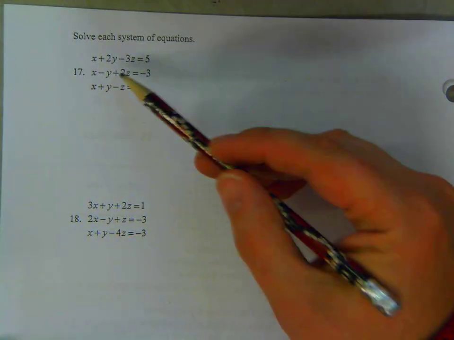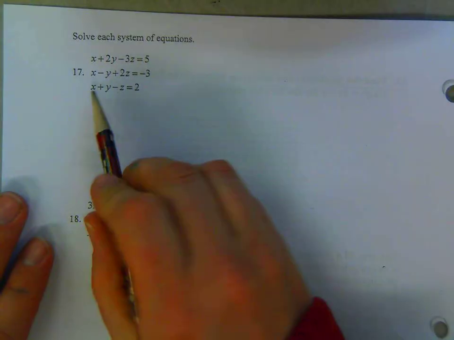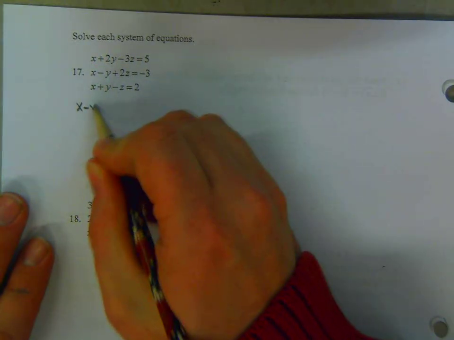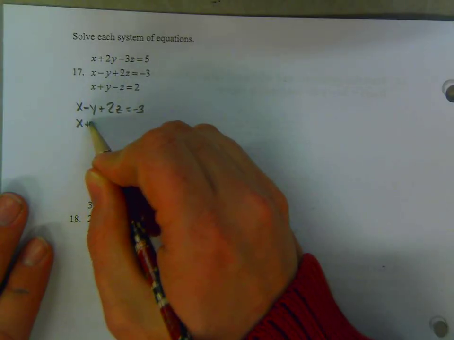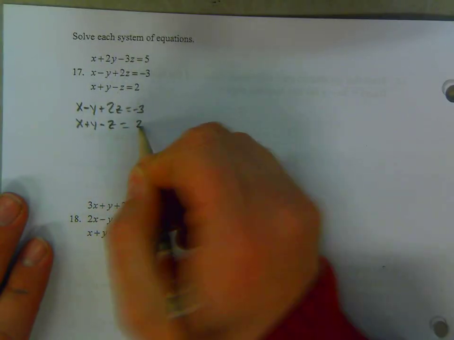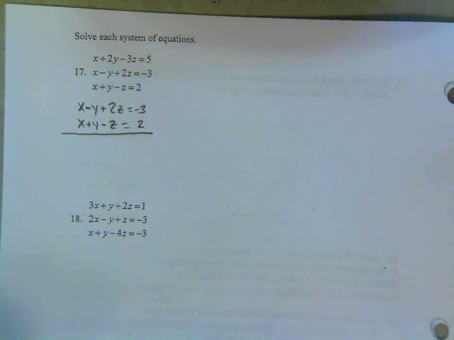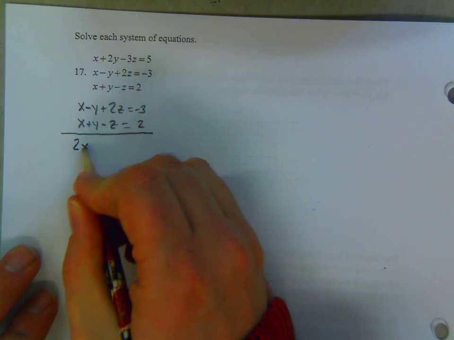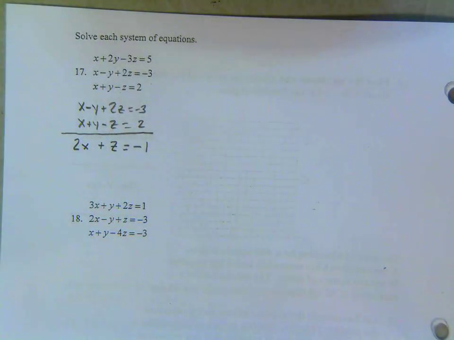Bottom two. Okay, we can look at these bottom two equations and add them together to get rid of the y. I'm just going to look at the two on the bottom. I'm going to show my work as well as I can this first time. I'm picking these two on the bottom, adding them together, and then I've got 2x plus z equals negative 1.